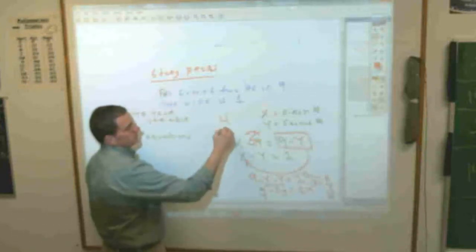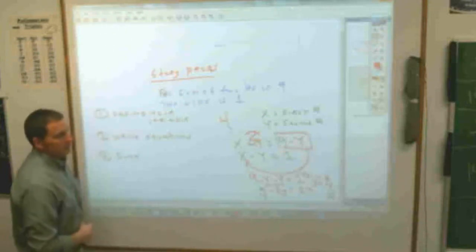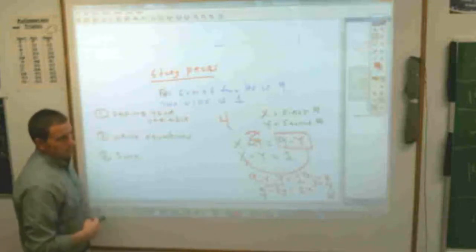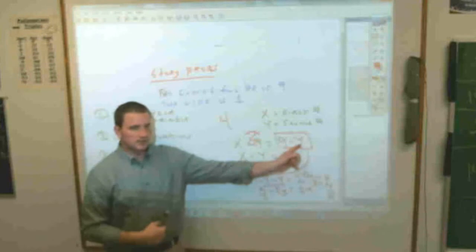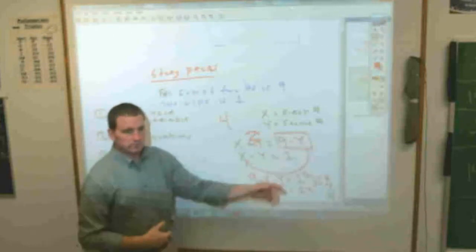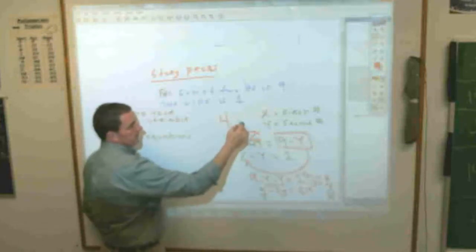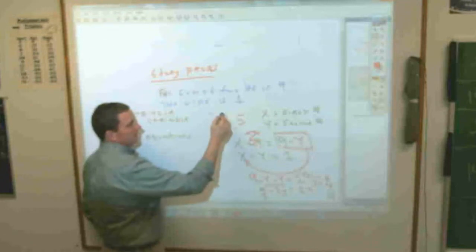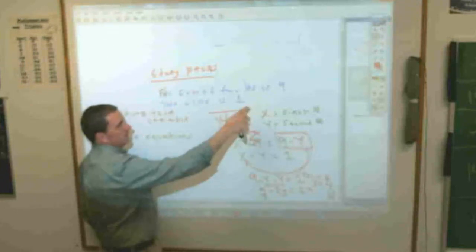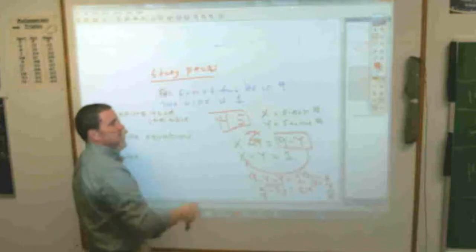One of my numbers is 4. How do I figure out what the other number is? Put 4 in right there. 9 minus 4 is 5. My two numbers are 4 and 5. Does that work? If you add them two together, do you get 9? If you subtract them, do you get 1? Yes.